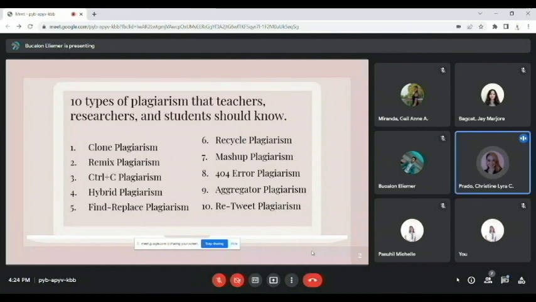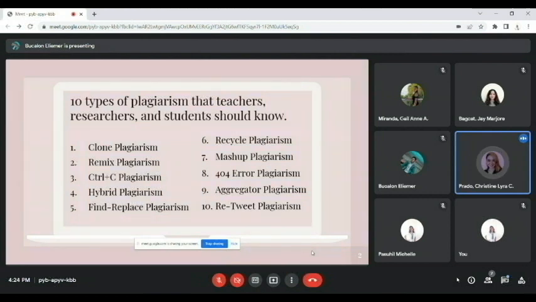First, we have the clone plagiarism. This is called identical copying, or copying another work word for word without any change and claiming it as his or her own work. Second, we have the remix plagiarism. It refers to collecting information from various sources and mixing all together as a single document, then claiming the work as their own work.